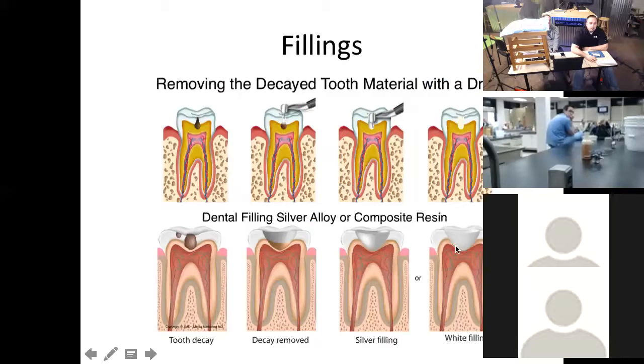As I mentioned with the fillings already, if you're lucky enough to catch the decay early, while it's still in a cavity stage instead of really an abscess, you can just get a filling. For this, it's the same kind of process where they take a drill and pull out the decayed material, and then they seal it off to the external environment with either a silver filling, as shown in this picture, or a white filling, as shown in that picture there.